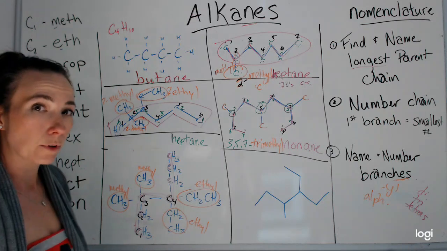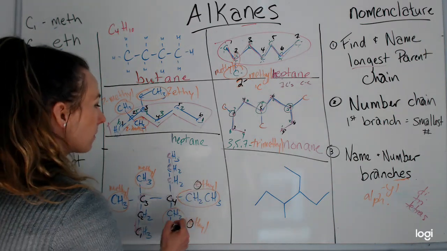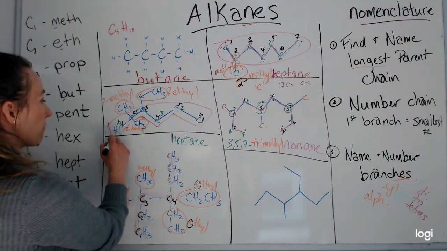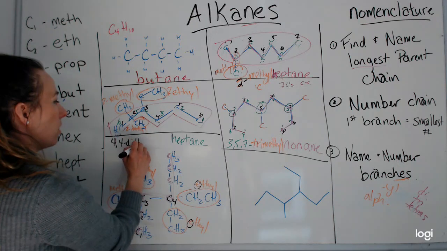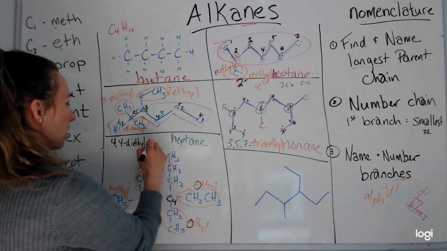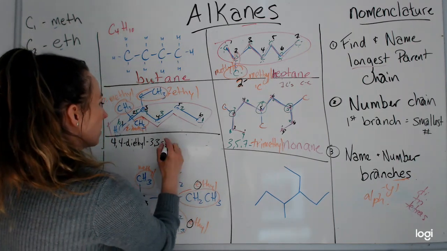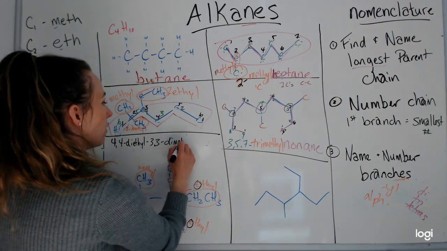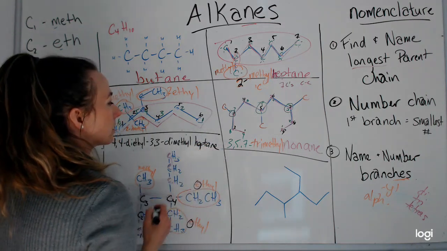So who gets named first, written down first, is my ethyls because of the alphabet. So this is going to be 4,4-diethyl-3,3-dimethyl, and then that heptane gets to keep.